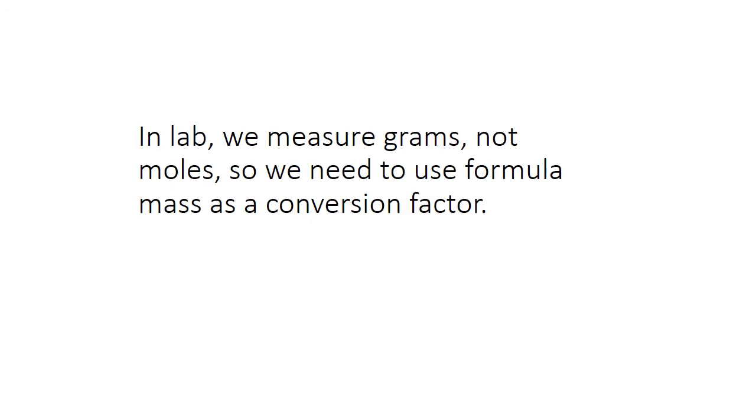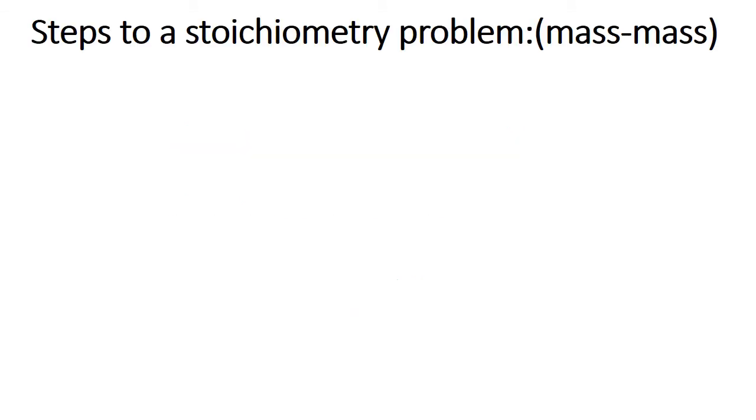Now, when we do experiments in the lab, we can never measure moles. We can calculate moles, but we measure grams. And we can use the relationship between grams and moles for each substance to convert grams to moles. So we're going to use that as a conversion factor. For example, in 1 mole of nitrogen, we have 28.02 grams.